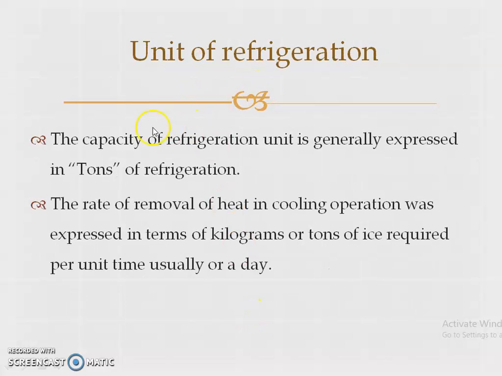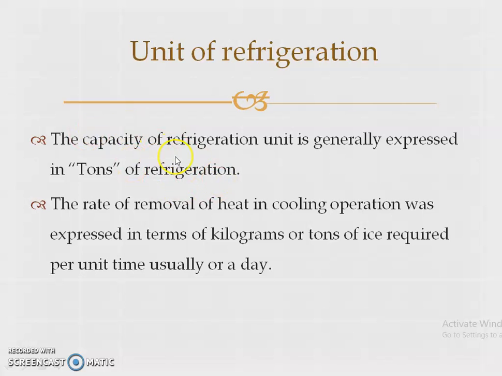The unit of refrigeration is very important. The ton of refrigeration is generally used in an ice plant. We calculate the refrigeration in tons of refrigeration. One ton of refrigeration is 3.5 kilowatt. The capacity of a refrigeration unit is generally expressed in tons of refrigeration. The rate of removal of heat in a cooling operation is expressed in kilograms or tons of ice required per unit time, usually per day.